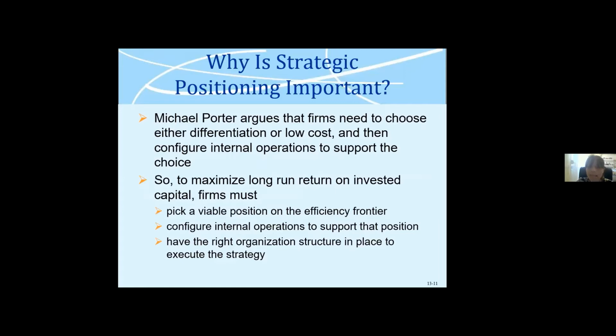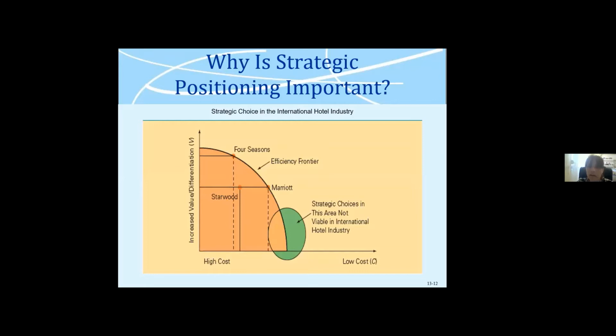Why is strategic positioning important? This is a very important issue to discuss. The figure illustrates his point. The convex curve is what economists refer to as an efficiency frontier. The efficiency frontier shows all the different positions that a firm can adopt with regard to adding value to the product and low cost, assuming that its internal operations are configured efficiently to support a particular position. The efficiency frontier has this convex shape because of diminishing returns.